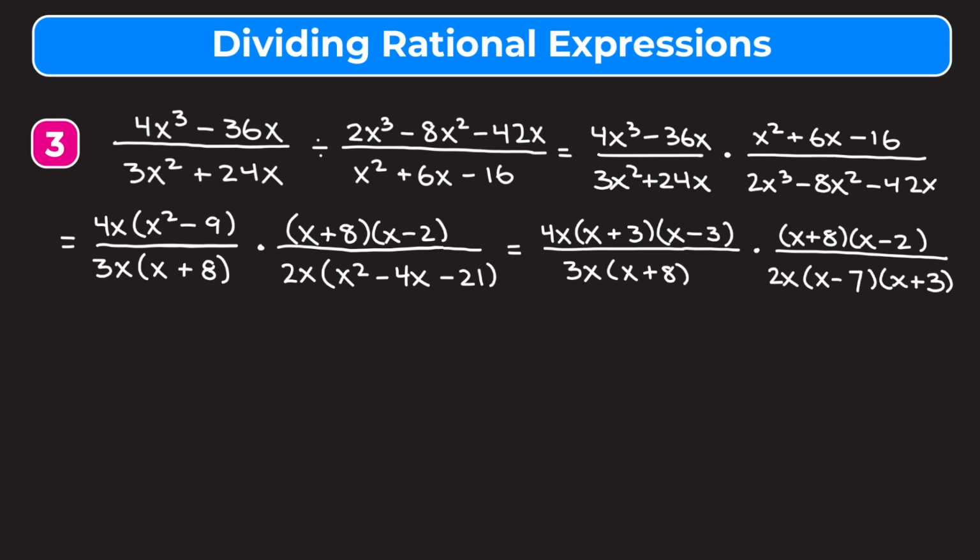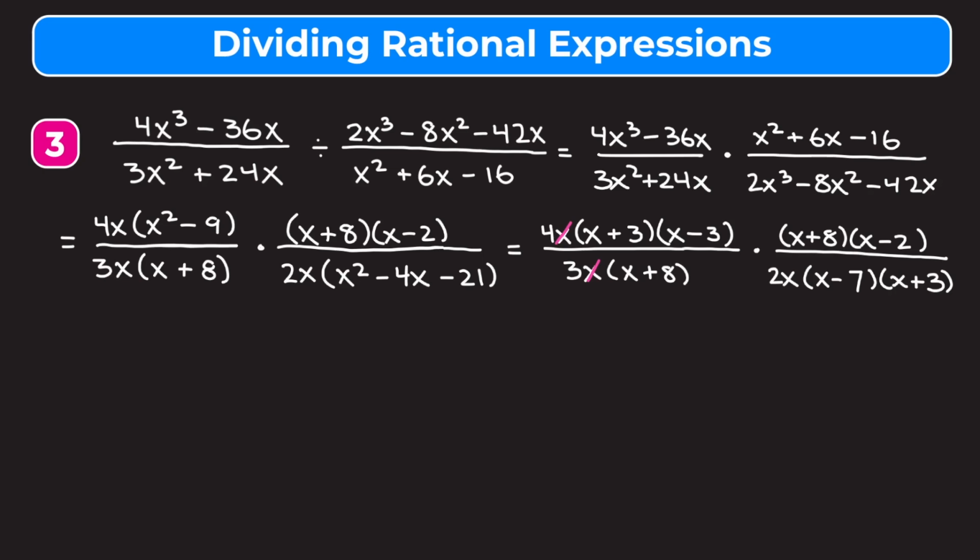And now we want to see if we can cancel and cross-reduce. So let's see if we can cancel anything. So in this left fraction, we have an x on the top and bottom, so we can cross those out. I'm going to do this in a different color so it's easier to see. So we can cross out the x's on the top and bottom of that fraction.